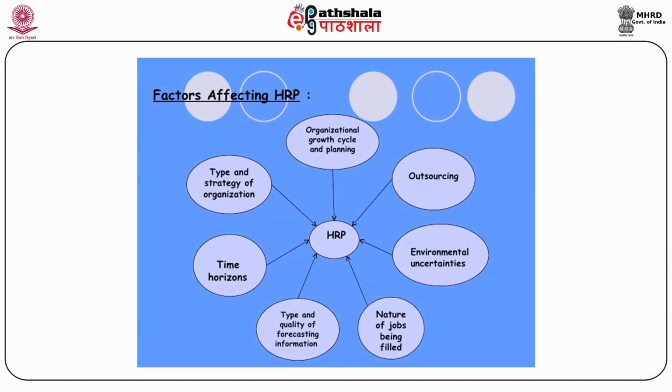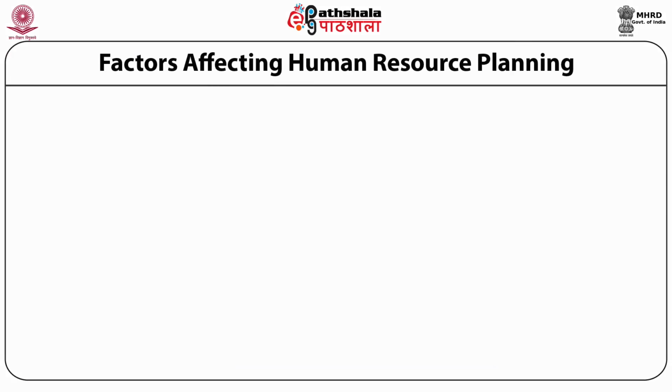In this slide, we shall discuss what are the factors that are affecting human resource planning. First is the organization growth cycle and planning, outsourcing. Next is environmental uncertainties, then the nature of jobs being filled, type and quality of forecasting information, time horizon, type and strategy of organization. Now we shall be discussing in detail the factors that are affecting human resource planning.